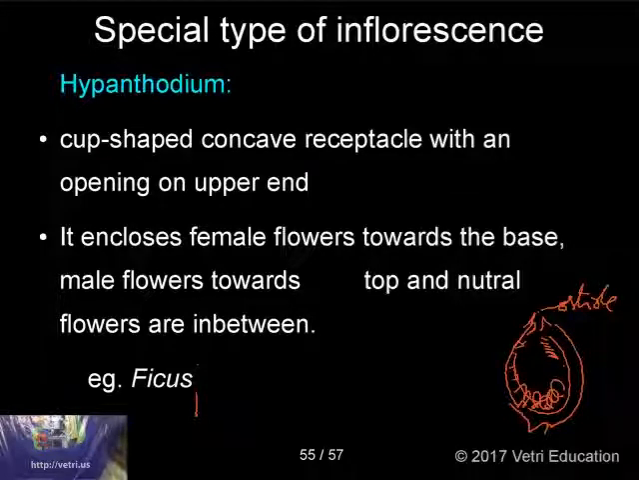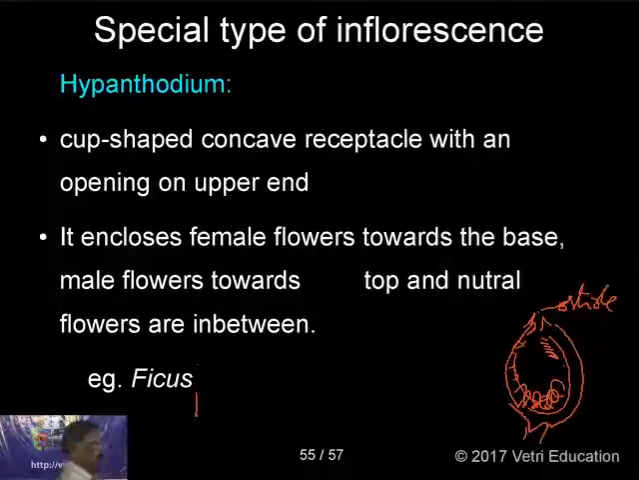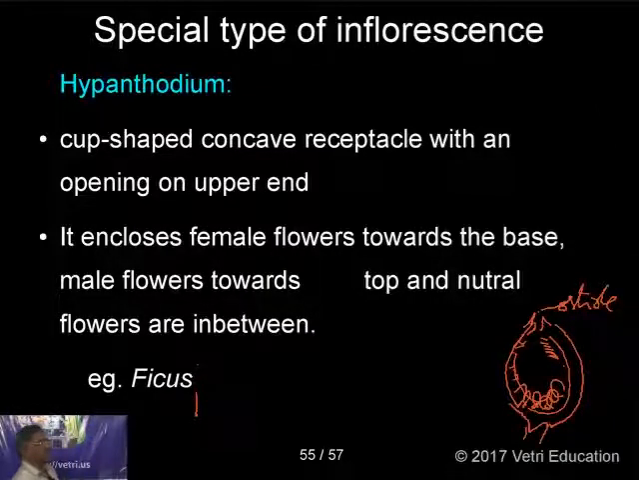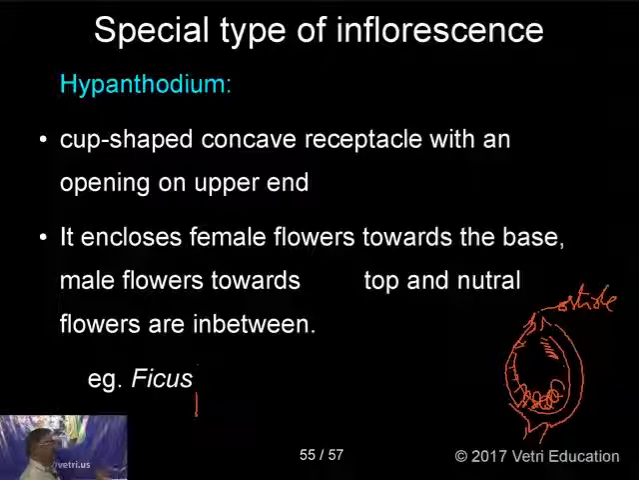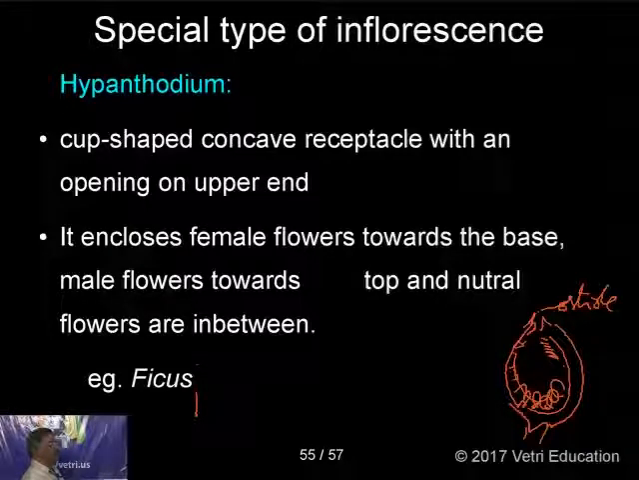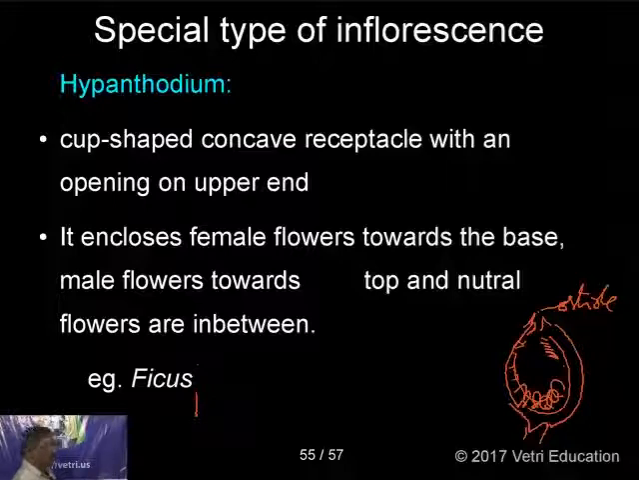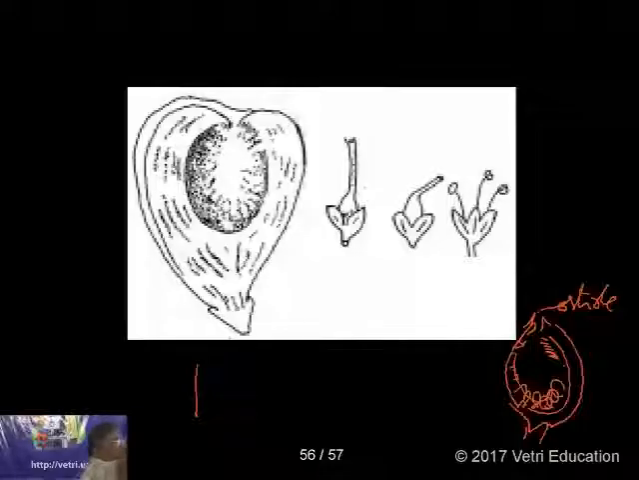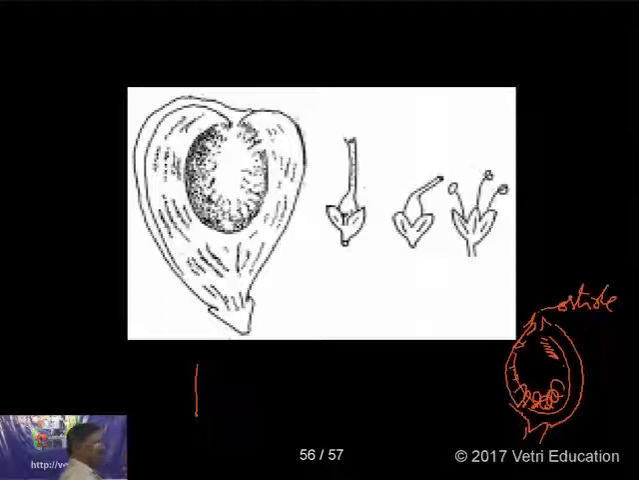male flowers. And after pollination and fertilization, the whole thing becomes one fruit, looking like one single fruit. Actually inside you can have many fruitlets. So a cup-shaped concave receptacle with an opening on the upper side, that is called the ostiole. It encloses female flowers towards the base, male flowers towards the top, and neutral flowers in between. Example, Ficus.